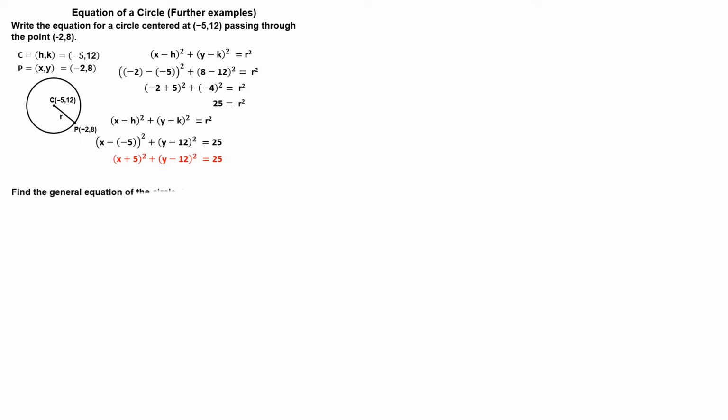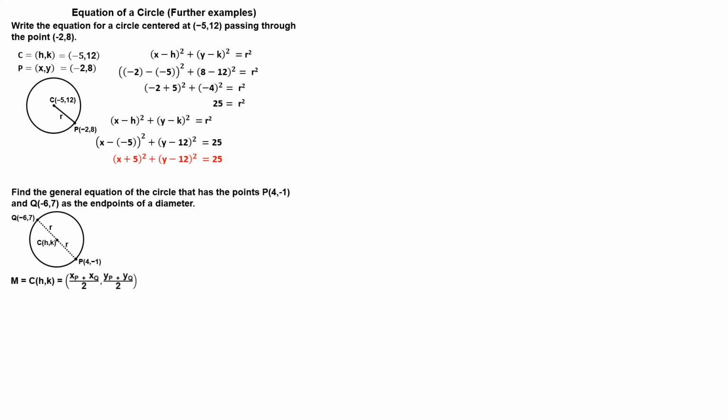Find the general equation of the circle that has the points P and Q as the endpoints of a diameter. You will now learn how to find the equation of the circle for which the line segment joining two given points is a diameter. You should notice that the midpoint of the diameter will be the center. So you can find the center of the circle by finding the midpoint of the diameter. The center point is minus 1, 3.